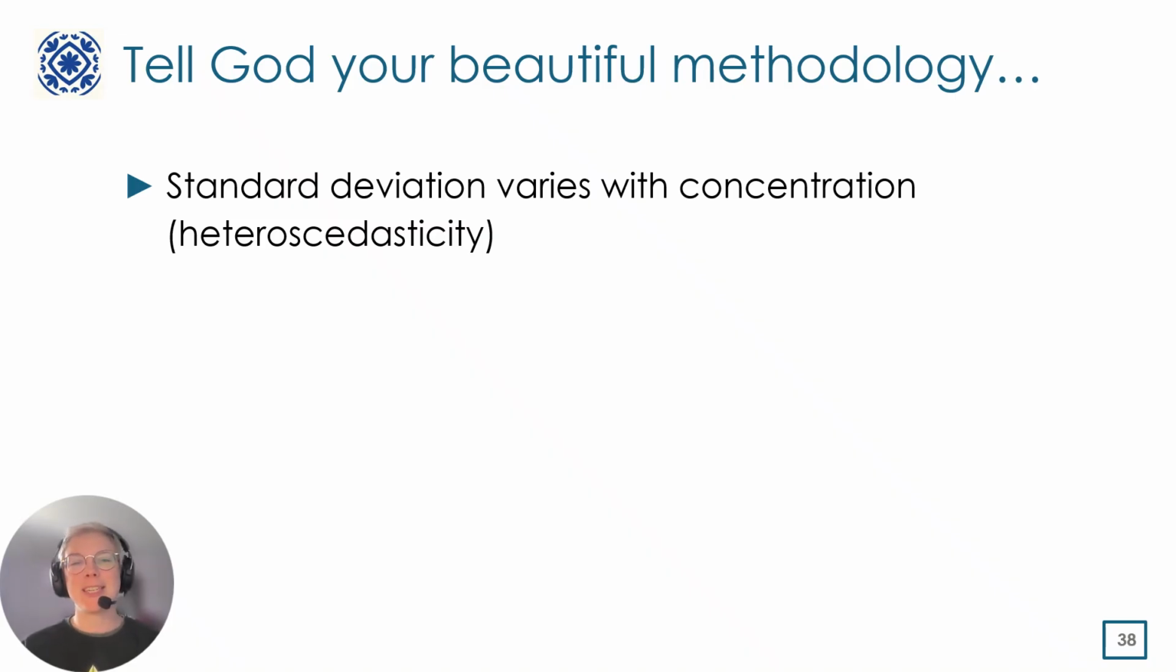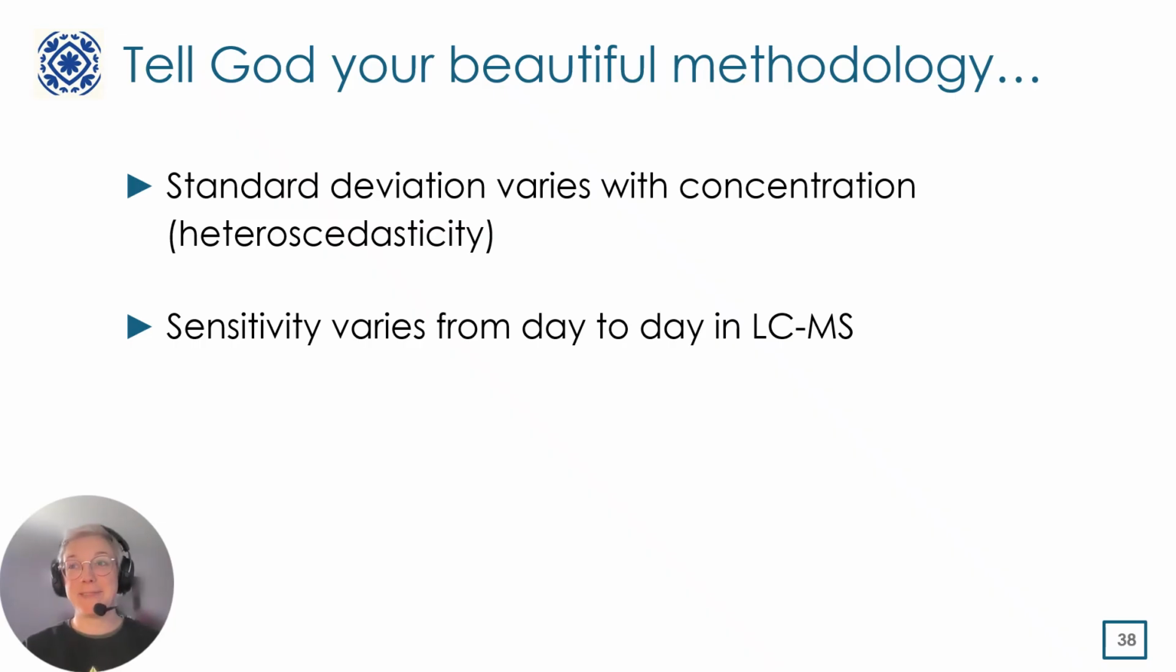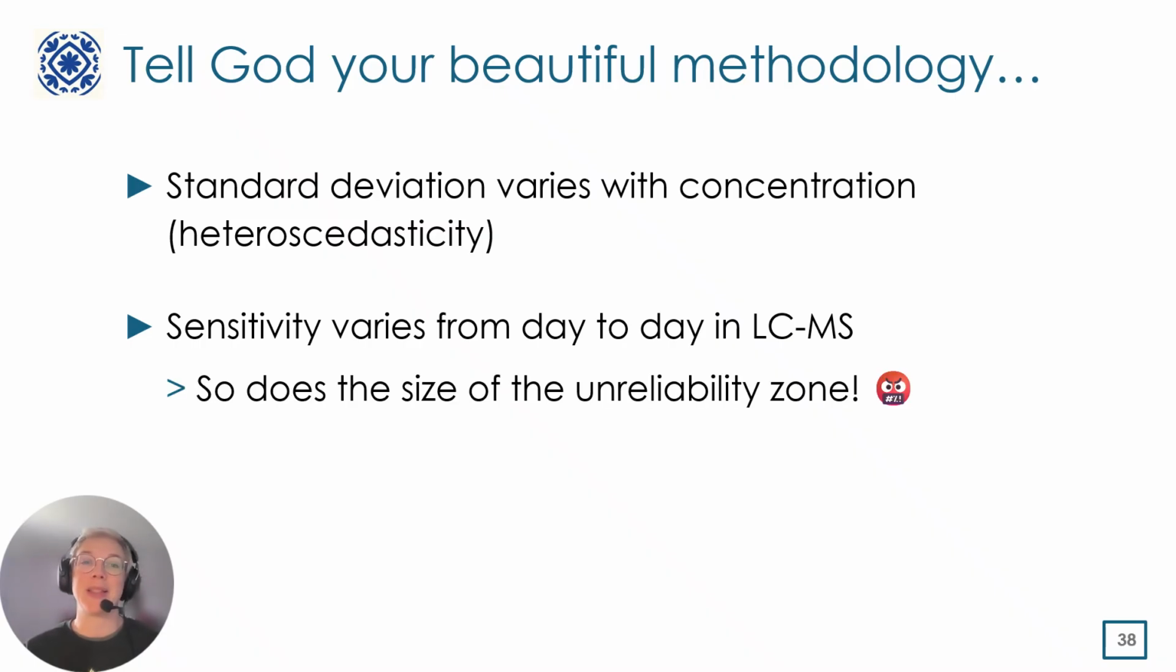Okay, well, that complexifies the calculation, but we can still get through this. I'm not going to show the detail today, but it's doable if we wanted to get around this just by calculations. But then comes the coup de grace. Instrumental sensitivity varies from day to day in this type of instrument. Of course it does, right? Otherwise, why would you bother running one calibration curve per batch? You could run one when the method gets validated, and then you would be good to go forever. But no, sensitivity varies daily. What you might not have appreciated is this means the size of the unreliability zone varies daily, therefore.